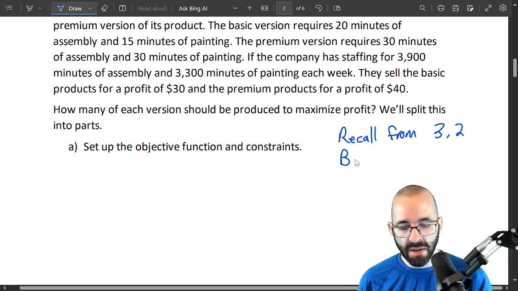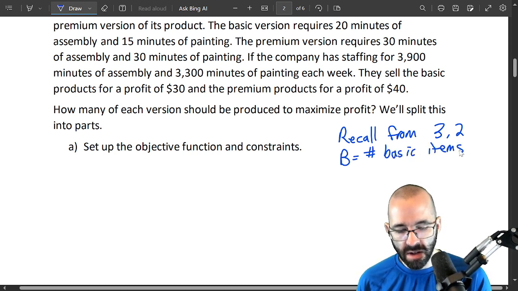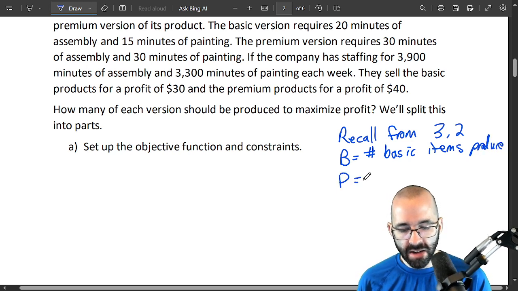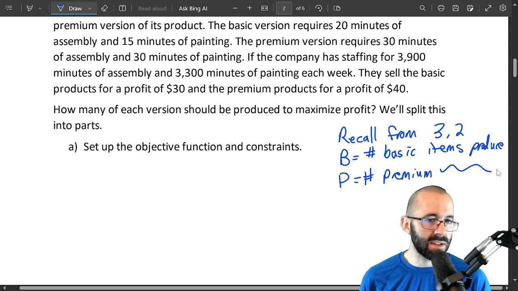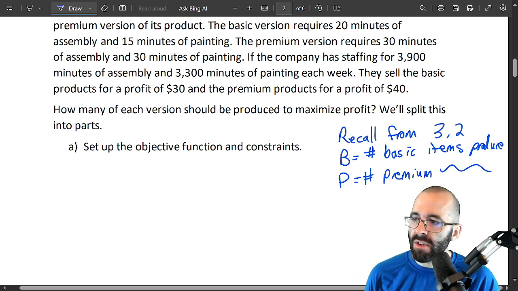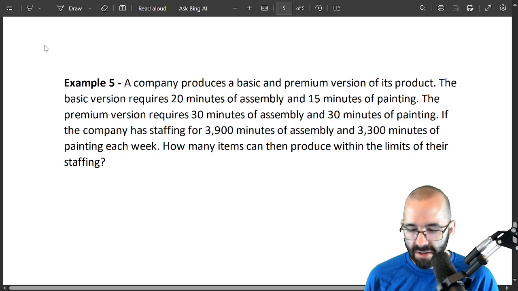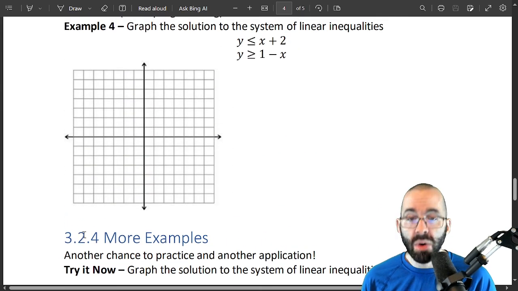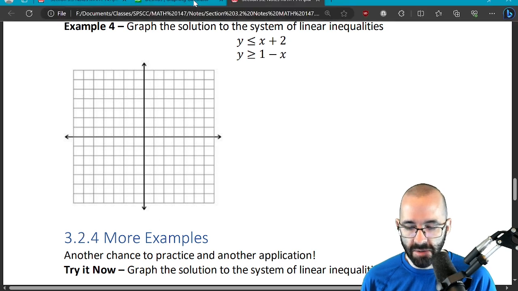We said B would be the number of basic items produced, and we said that P was the number of premium items produced. We did that in the last section. Don't need to reinvent the wheel. You can go back into that last video if you want. I think that was one of the later videos. It was example 5 in 3.2.4, if you want to see where those came from.